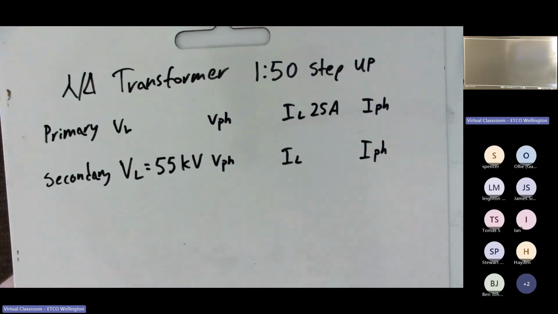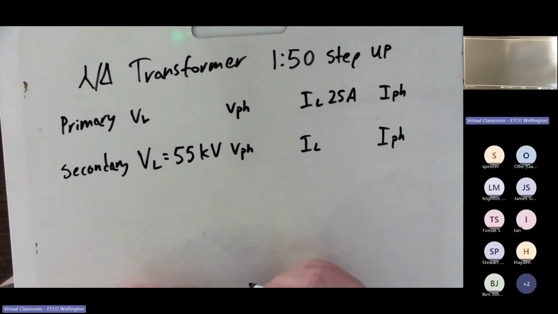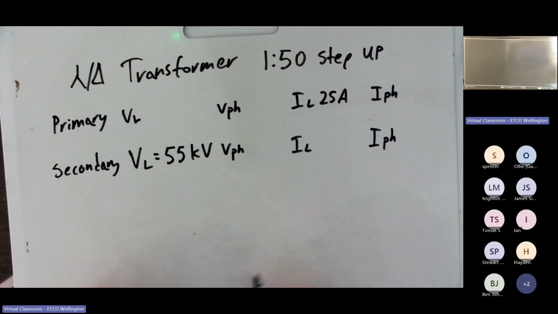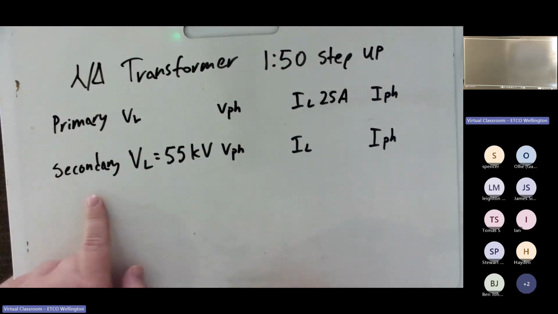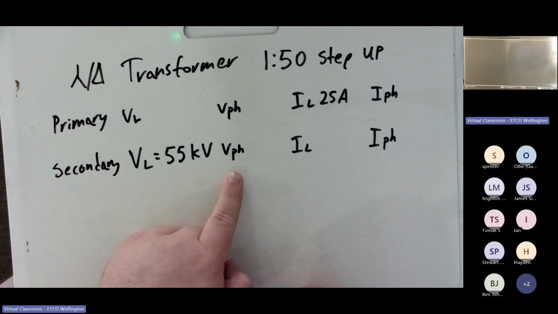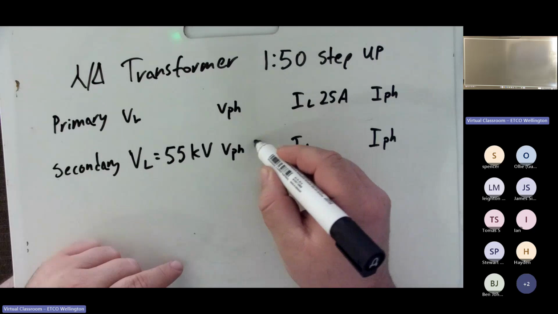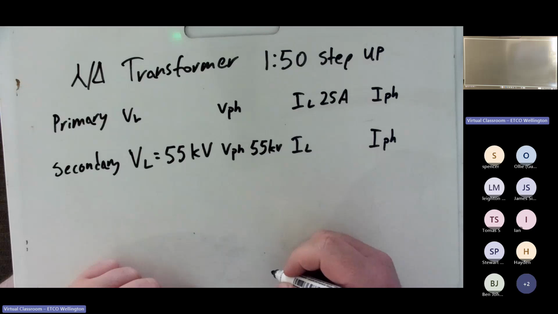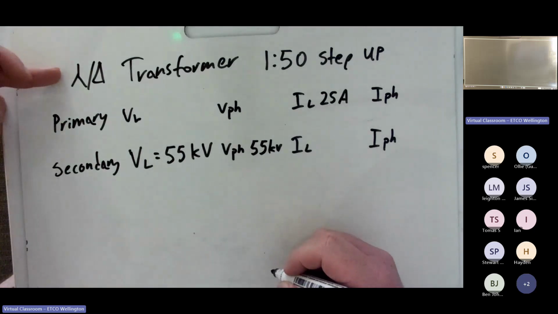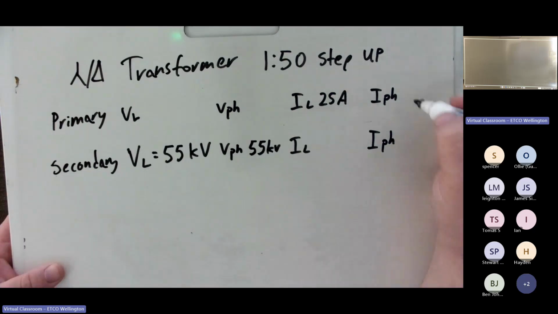Cool. So the easiest way for us to work out values here is to figure out what we know about our relationship. So we know on the secondary side, it is a delta. So we know in delta, our V line and our V phase are going to be the same. So the first thing we do, input 55 kV. And then we also know that on our primary side, because it is a star, the current stays the same. So we know we can fill in our I phase as 25 amps.